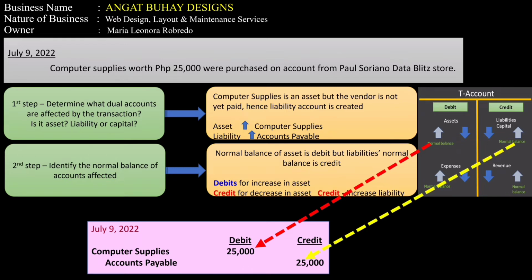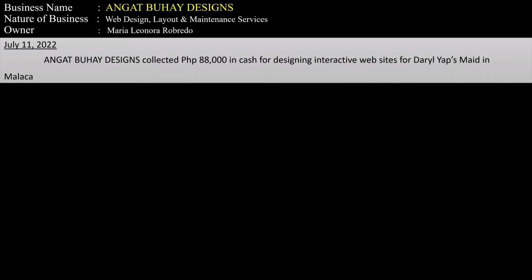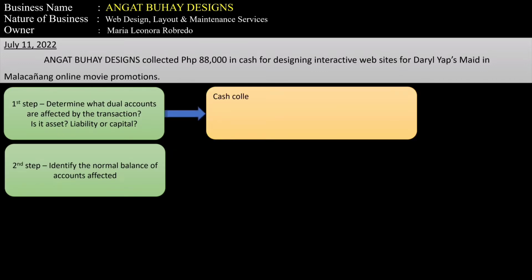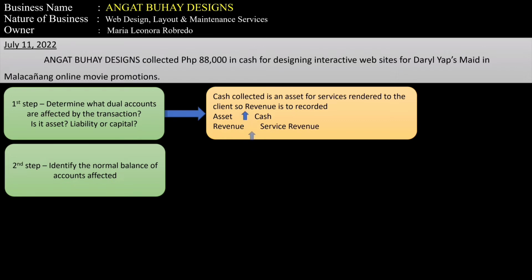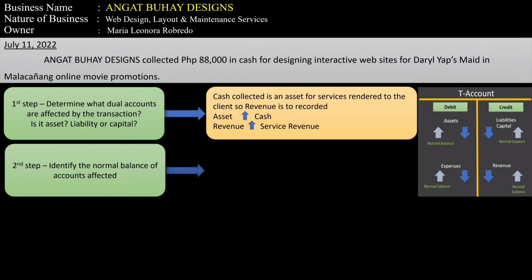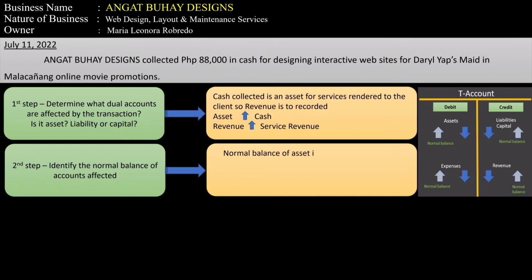Okay, so next transaction. July 11, Angat Buhay Designs collected 88,000 pesos in cash for designing interactive websites for Daryl Yap's Made in Malacanang online movie promotions. So, dual accounts affected. First account affected is cash because there's a collection. What's the second account affected? Revenue because there's a rendition of service for the designing of interactive websites.